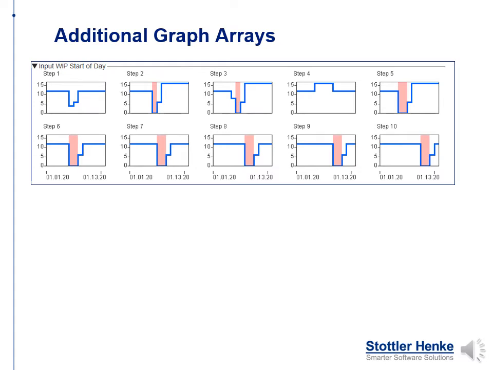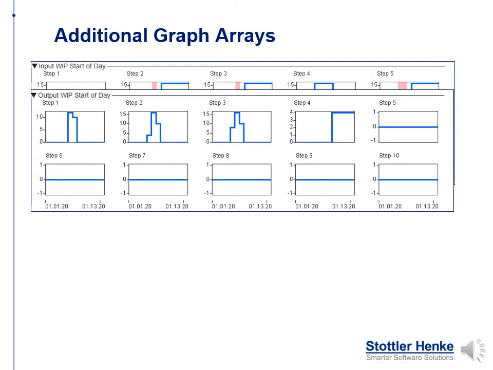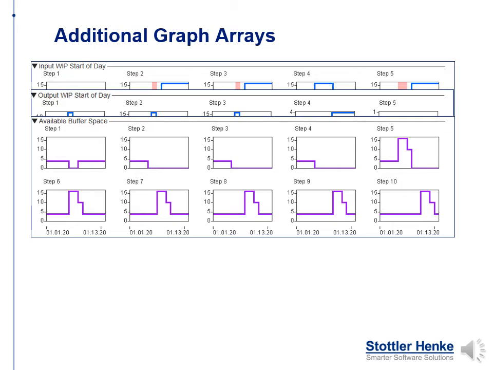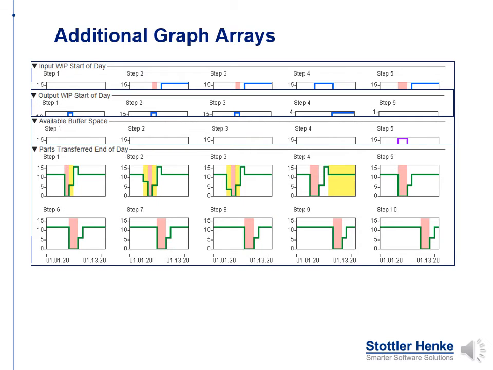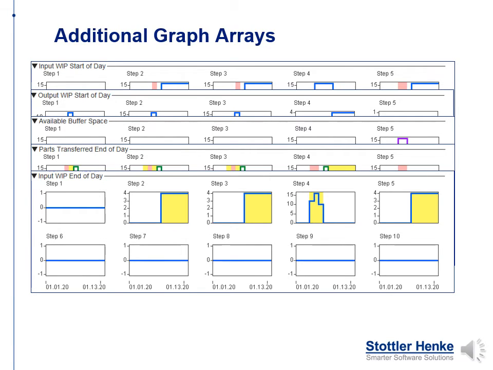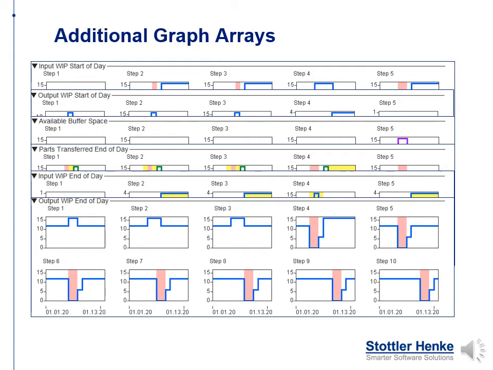Additional graph arrays show other variables so users can understand more deeply the dynamics of the whip flow. The arrays are synchronized and can be scrolled and zoomed simultaneously.